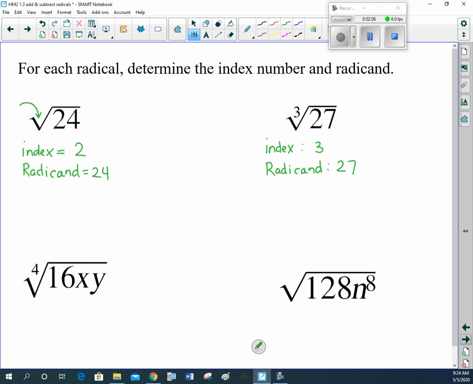And down below, this root right here, the index number is a 4, so that's like a 4th root. You would read that 4th root. And the radicand is 16xy. Over here, this one in the bottom right corner, the index number is a 2. Since we don't see anything written, the index number or the root is a 2. This is a square root. And then the radicand is 128 n to the 8th power.